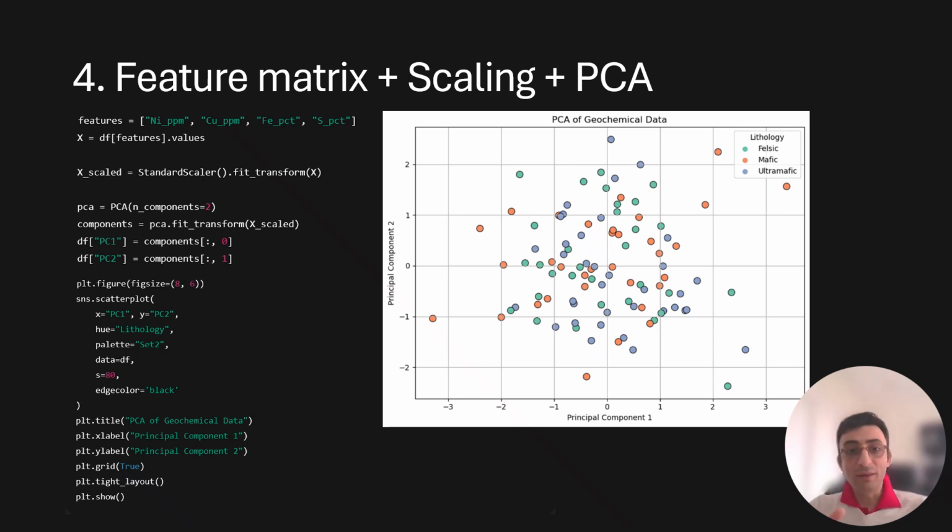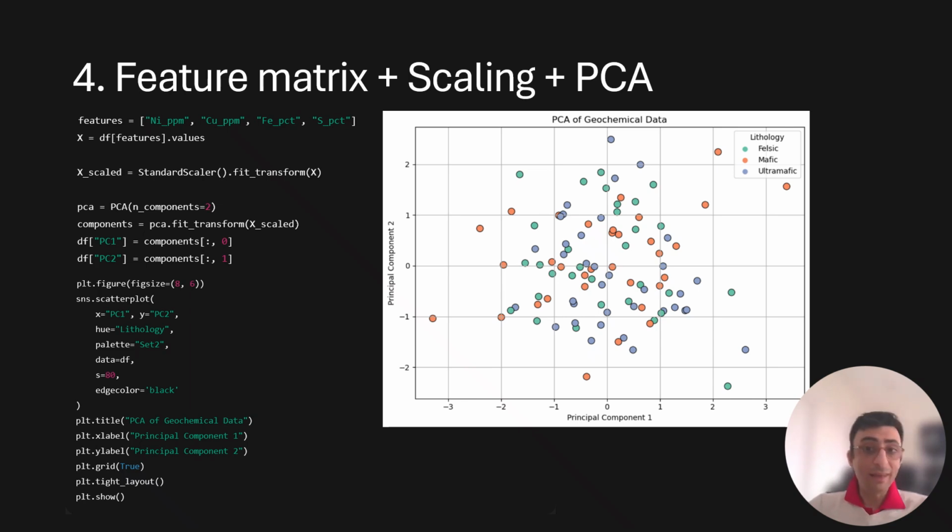So points near the center are close to the overall average chemistry. Points farther out are more unusual mixes of those few elements. If classes separate cleanly by color, it means those elements alone can distinguish the lithologies well. Here we see partial overlap, which is realistic. Some mafic and felsic samples share similar element signatures, and a few outliers here are chemically extreme. Those outliers are either interesting geology or data checks waiting to happen.